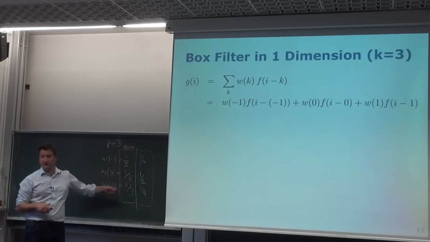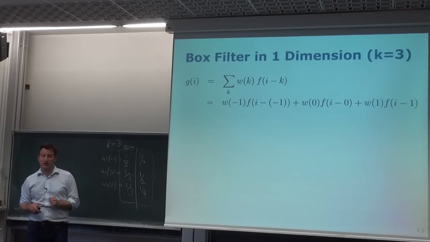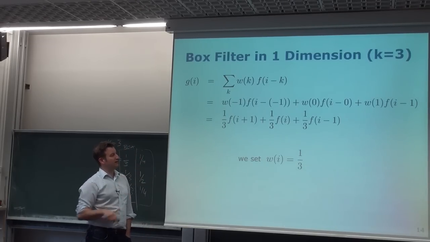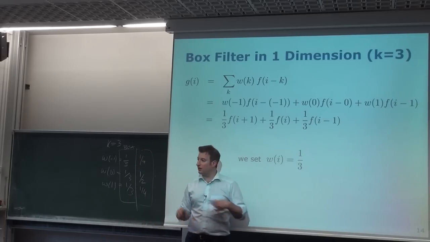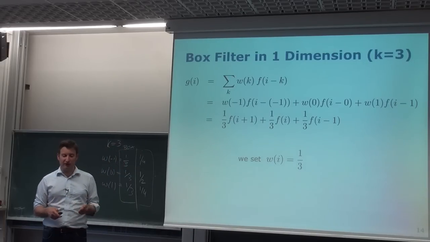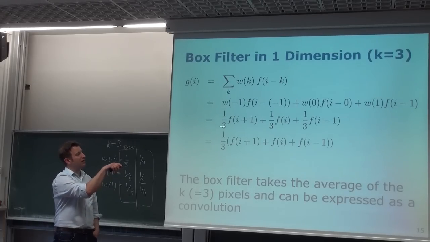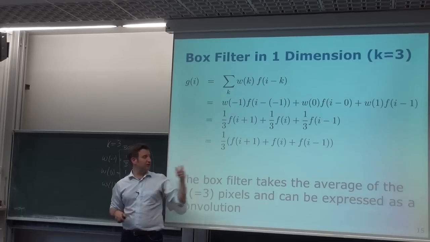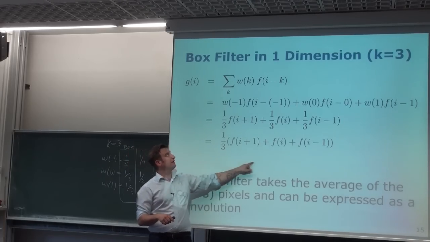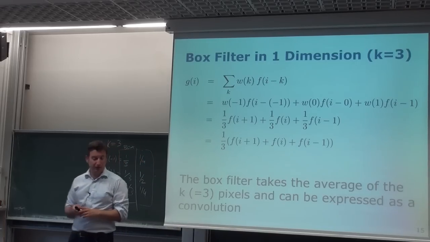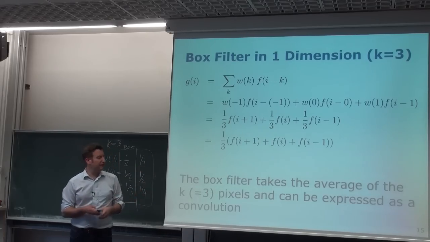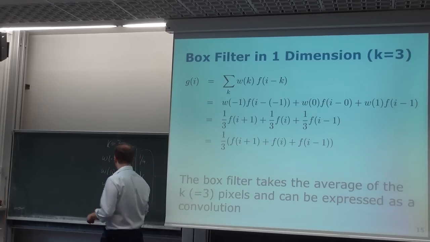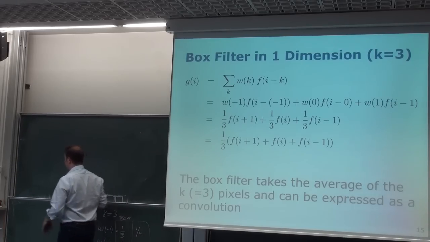Now we said this is our box filter, which takes values 1 divided by 3, 1 divided by 3, 1 divided by 3. So I can put that in there for W. This is my box definition of the box filter. Then I can introduce this extra bracket and move 1 divided by 3 out. And then I have the original definition of my box filter, which was the sum of 1 divided by capital K times the sum over those values over here. So we've shown as an example that the box filter, which computes the average, can be expressed as a convolution.